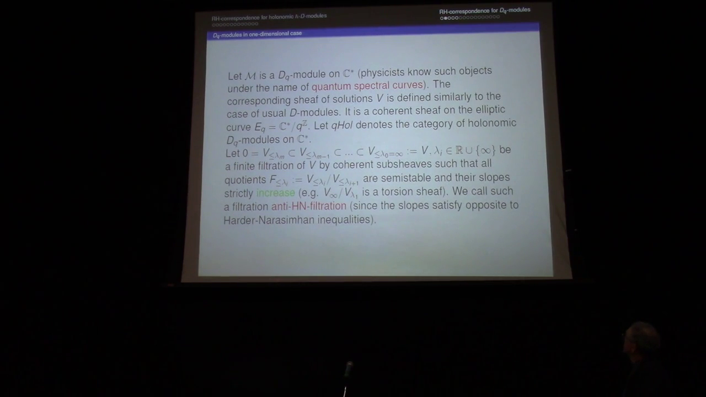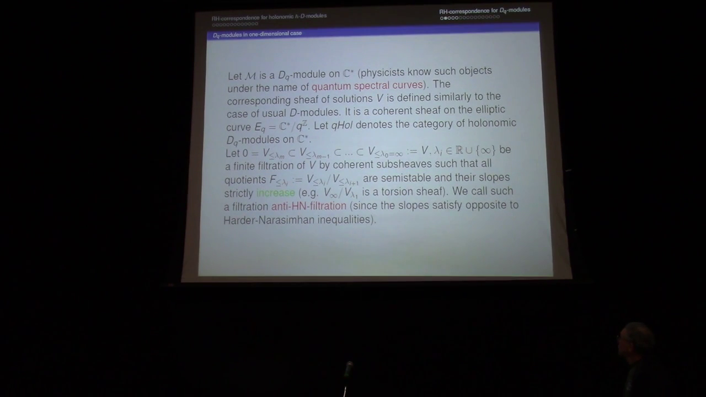All right, so similarly to the story of D modules, I illustrate everything first in the one-dimensional case, which means I consider quantum spectral curves. Now we can naively define the sheaf of solutions, considering difference equations, something like f of qx equals some function of x times f of x. So the corresponding sheaves of solutions are coherent sheaves on the corresponding elliptic curve. So let this denote the category of holonomic DQ modules on C star.